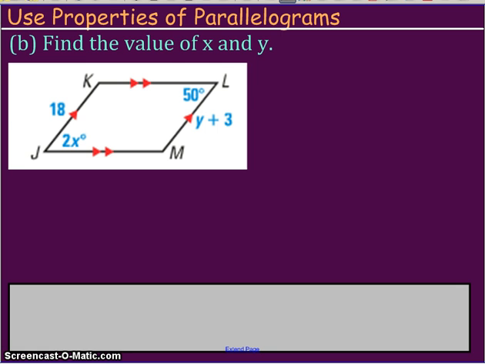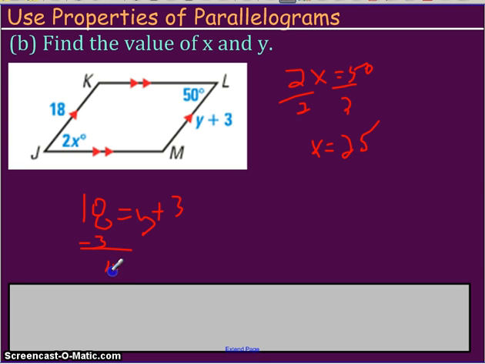Alright, let's move on. A little easier one on this go around, it looks like. Again, opposite angles are going to be congruent, so we're going to put 2x is equal to 50. If we divide by 2, we'll have x is equal to 25, and we're done with the x part. And then opposite sides are going to be congruent, so the 18 has to equal y plus 3. So subtract the 3, and 15 is going to equal y. Alright, that one was a lot easier.